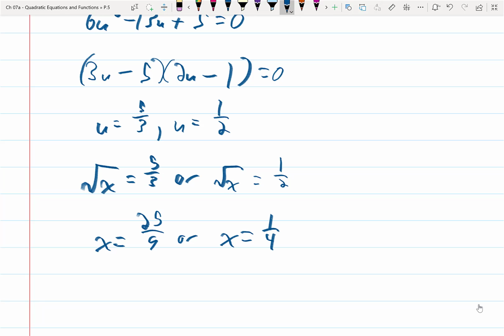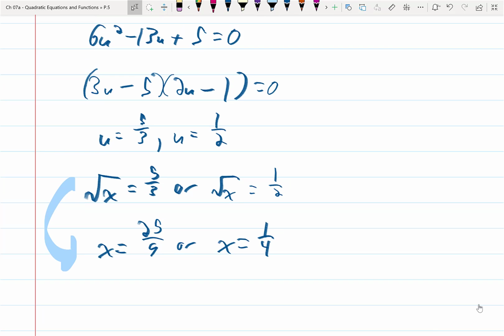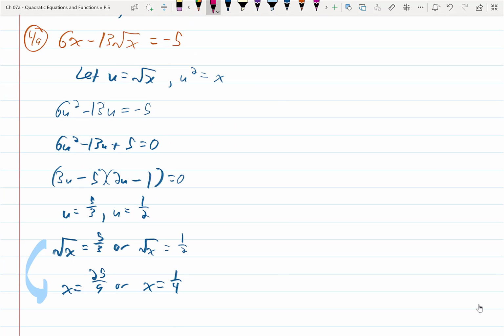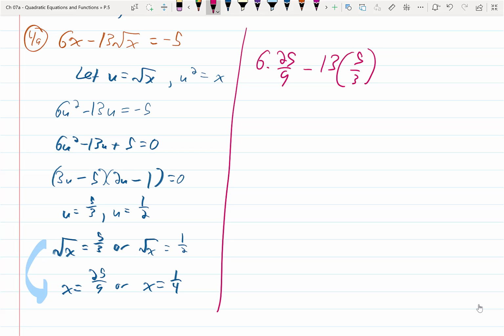Did I at any point square both sides? Well, at the end, I did. That counts. We need to check both. So I need to plug these back into the original problem. 6 times 25/9 minus 13 times the square root of 25/9, which is 5/3. Does that equal negative 5? Cancel these out. We get 50/3 minus 65/3, or negative 15/3. Yes, that does equal negative 5.